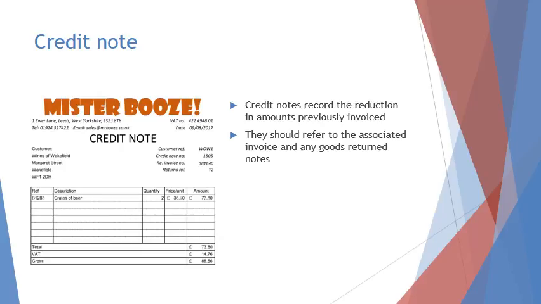Now, our credit note should refer to the associated invoice to which that credit note is being applied, and if it relates to goods having been returned to the supplier, then we should also include details of the goods returned note reference number.